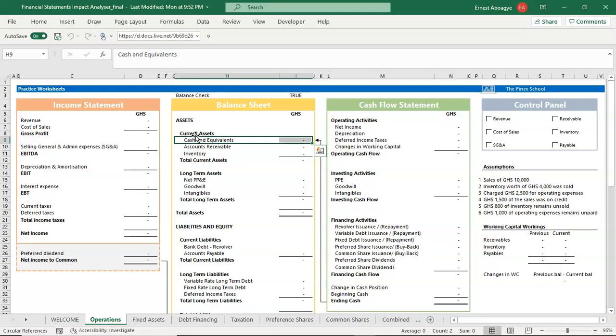So if you have some debt investments that can be converted to cash within 3 months, then they are cash equivalents. If you have some investment like a 91-day T-bill, even though it's 91 days, it is within 3 months. If you have shorter term investments like 2 months, 2 weeks, overnight investments and the rest, they are all near cash, and so we call them cash equivalents. That's why we have cash and equivalents.